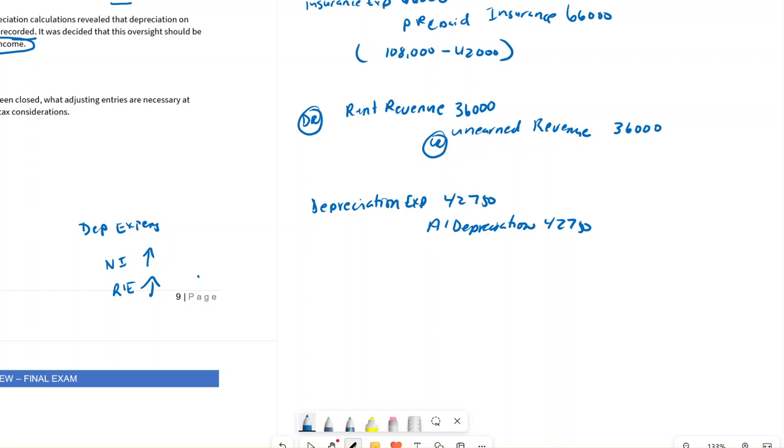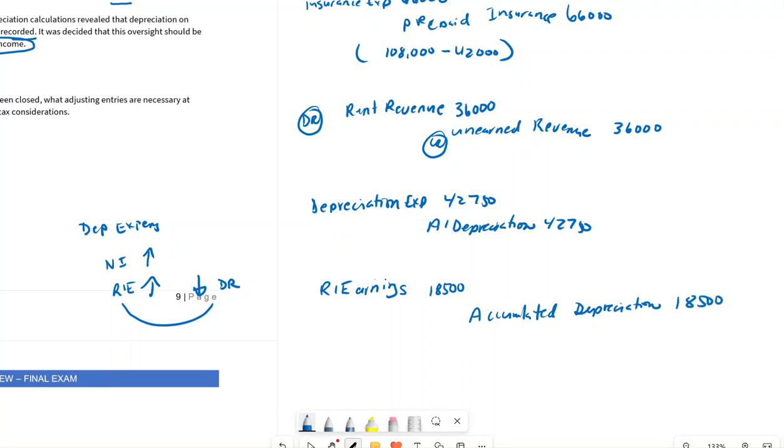How do I fix it? By bringing it down. How do I bring it down? By debiting the retained earnings. So my debit will be retained earnings, RE stands for retained earnings. The amount of the retained earnings will be 18,500, and my accumulated depreciation account is a permanent account. It doesn't get closed, so I needed to adjust my account by 18,500 to adjust for this. So I am going to record it.